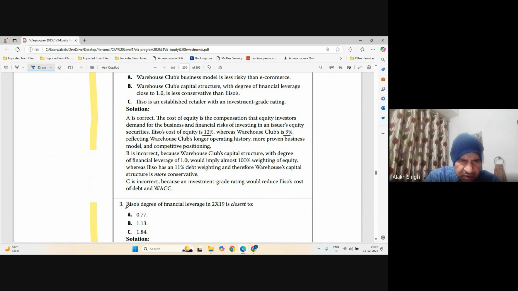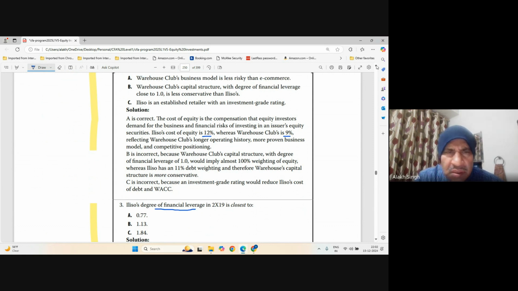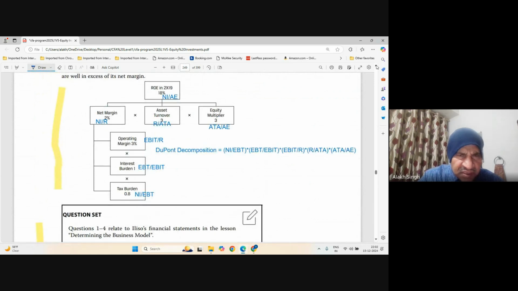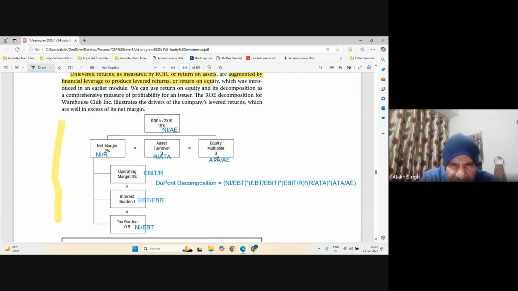Okay, degree of financial leverage, this we will calculate. Degree of financial leverage is closest to... Let's see what information we have, because we saw two formulas for degree of financial leverage. One is the total asset turnover approach: degree of financial leverage is average total assets divided by average equity. But we don't have that information.